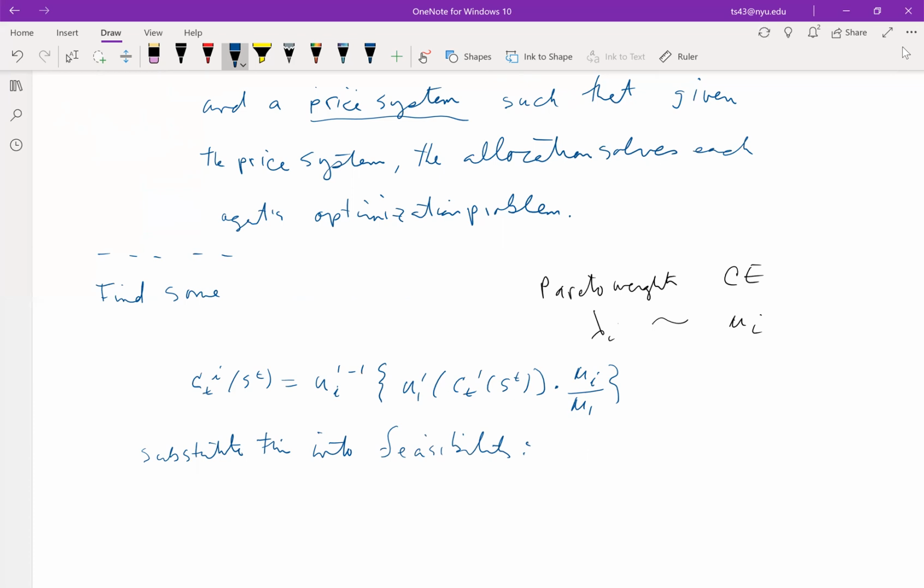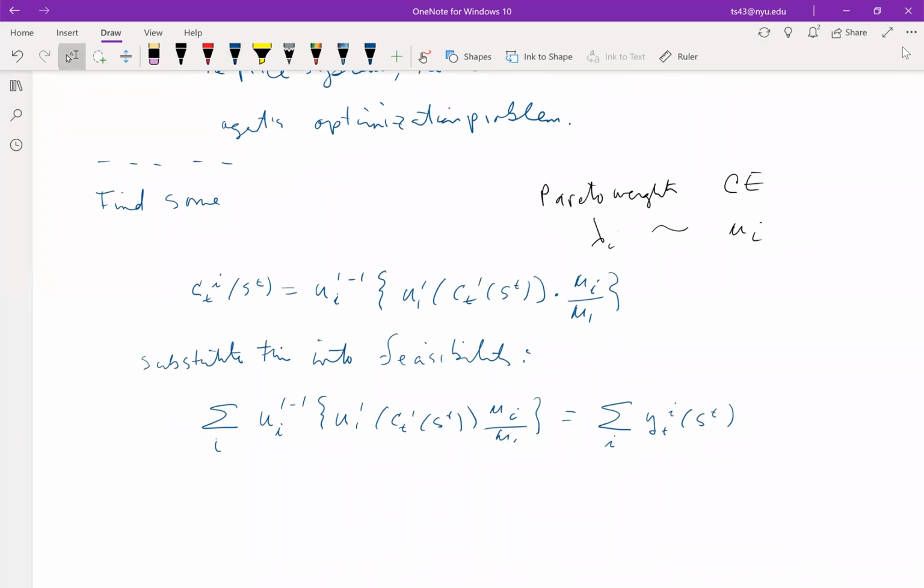And what do we get? Well, we sum over I. I want to sum the CTI. So I get UI prime minus 1 times this thing, U1 prime CT1 of ST. And now I have UI U1. That's going to have to equal the sum over I of YTI of ST.